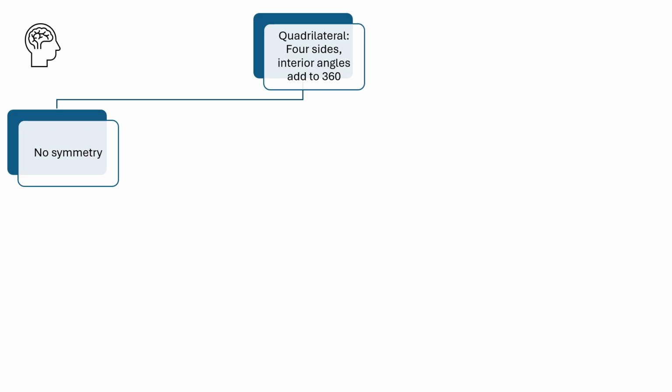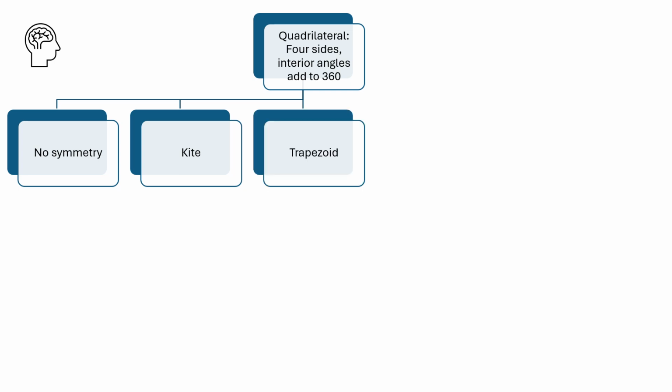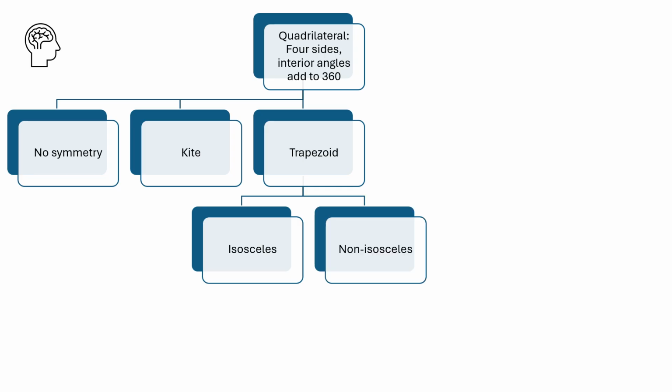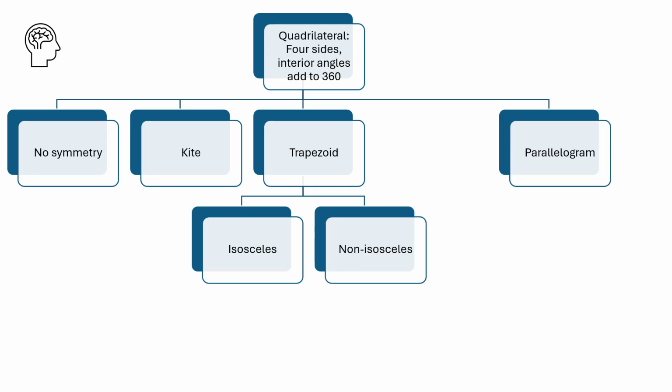You might have a quadrilateral that isn't special in any way. It doesn't have any symmetry or parallel lines. Or you might have a kite that has that symmetry down its long diagonal. You might have a trapezoid, which has 2 parallel sides, and a special kind of trapezoid would be an isosceles trapezoid, which also has 2 congruent legs. A non-isosceles trapezoid does not have that property.